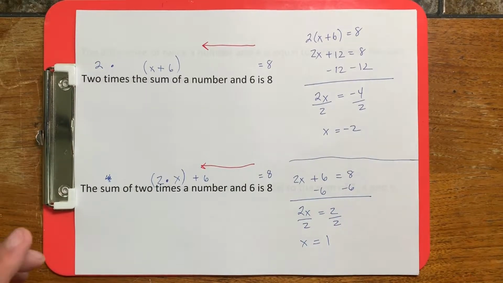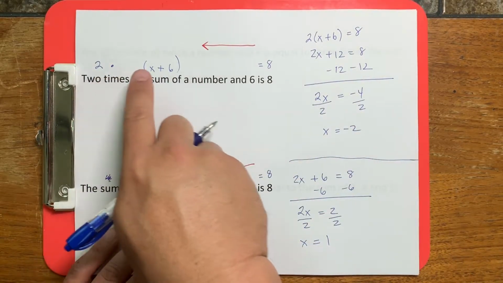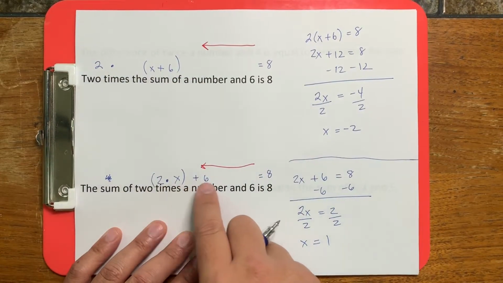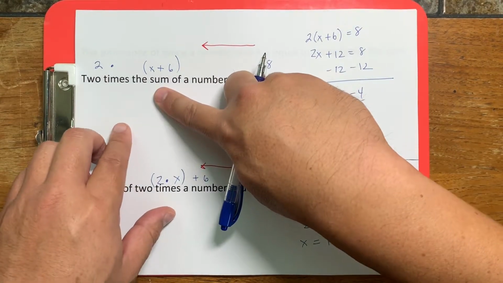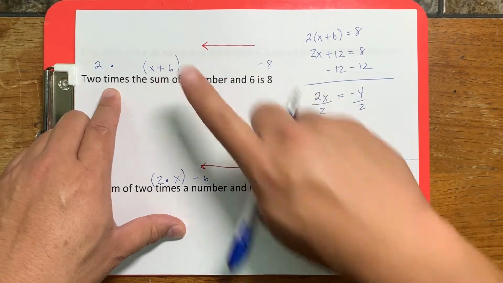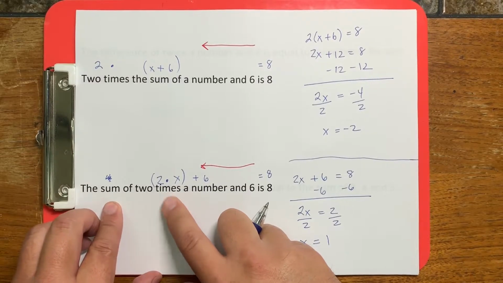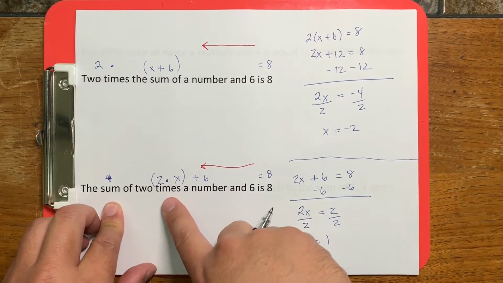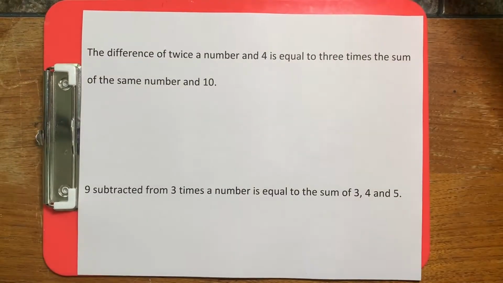Okay. So the difference between this problem and this problem, this one has a 2x and a 6. This one has a 2x and a 6. The way this one is written, the sum comes after the times. So that's why we do the sum first. Over here, the times comes after the sum. We do the last thing first. So this is what we do first, and then we do this. Okay.